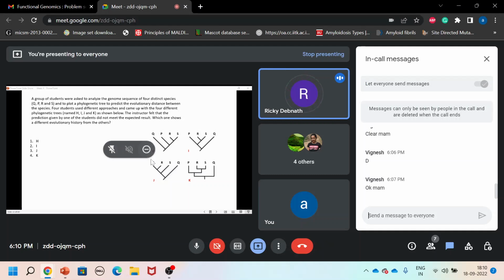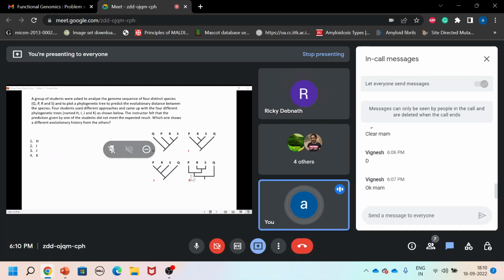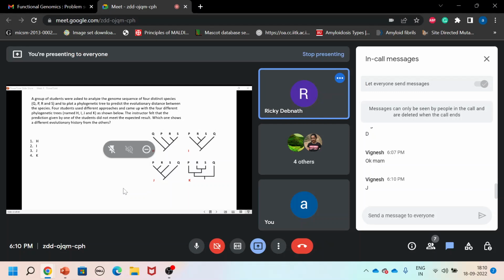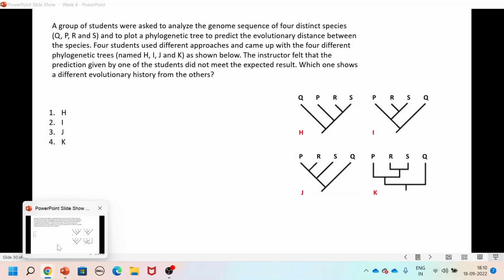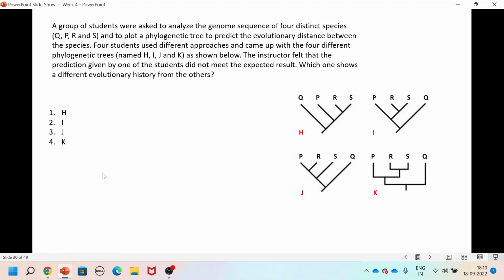K. Okay, I don't know. Okay, K. Why do you think it should be K? I think it is of equal distance, so it should be different because it is arranged in an organized manner, and it is descended, like each and every species has evolved sequentially, not randomly. I think maybe I'm wrong. Okay. So Vignesh has answered option number three, which is J.